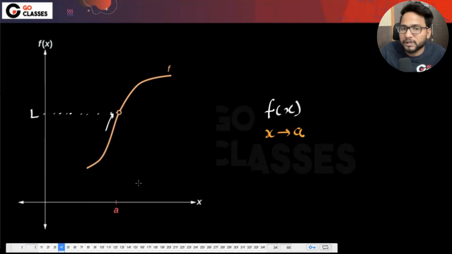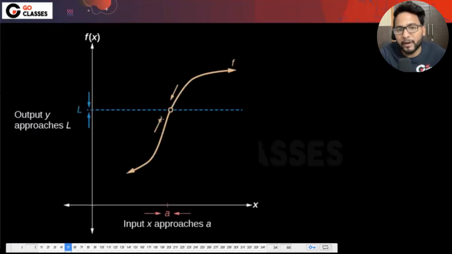Okay, this value is L, and if you approach this function on the right hand side, then the function is approaching this value, the same value, isn't it? So basically, if you approach this function from the left hand side, which means you come from the left, or you come from the right, the function is approaching the same value, and that's where we say that the limit exists.